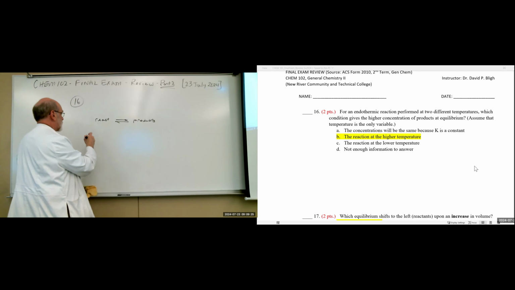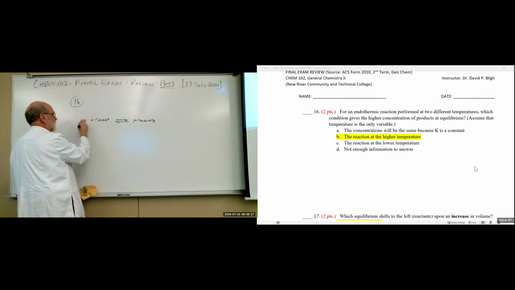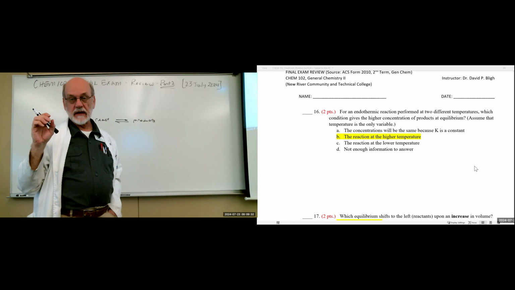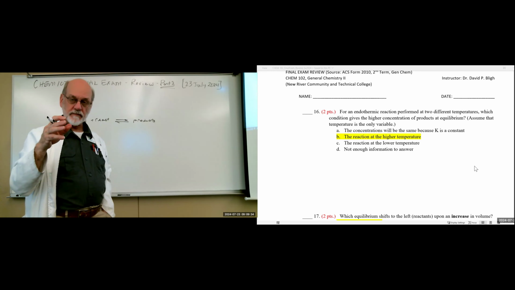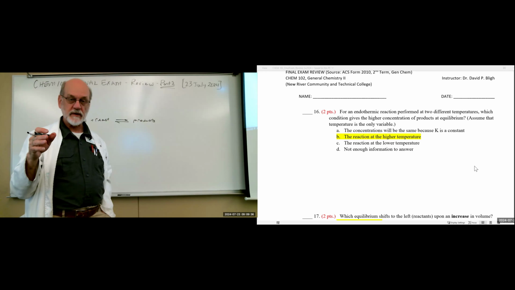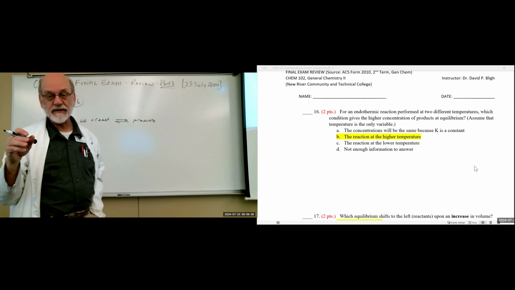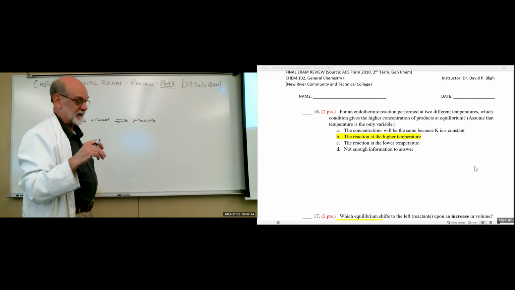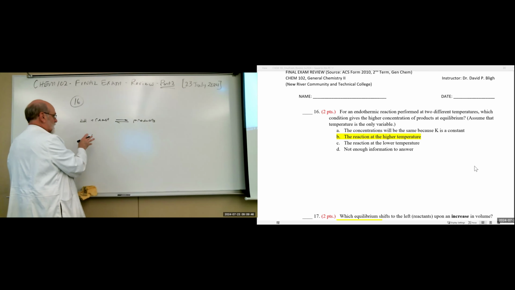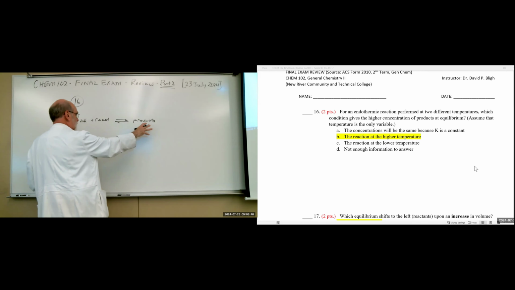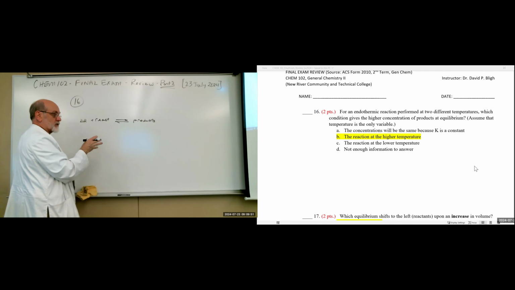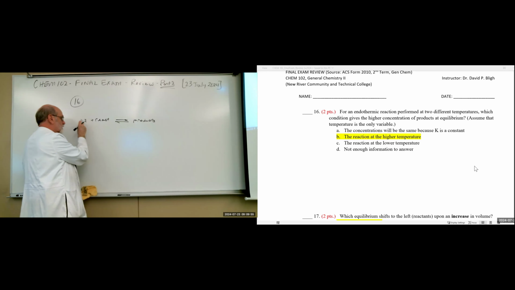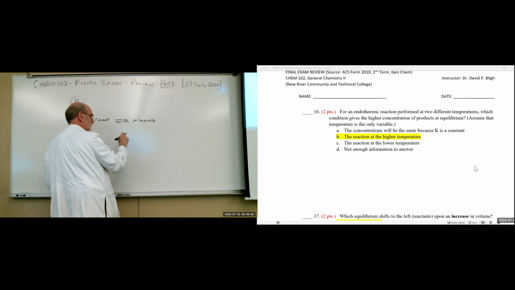And this is endothermic, so the heat goes in as a reactant. And we're performing the procedure at two different temperatures. Which condition gives the higher concentration of products at equilibrium? Okay, so at one temperature, we get a certain amount of product. At the next temperature, if the temperature is higher, we'll increase this one and drive the reaction that way.